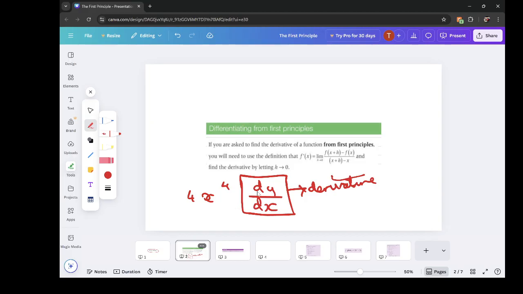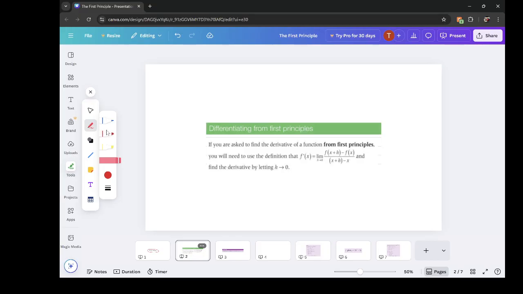So if they ask you to find dy over dx of this, what you do is apply the derivative rule. That's not what we're going through over here. And then you find the derivative, but that's not what we're trying to do. We're trying to find the derivative from the first principle. This is a concept that you have to know for the Maths AHL course.